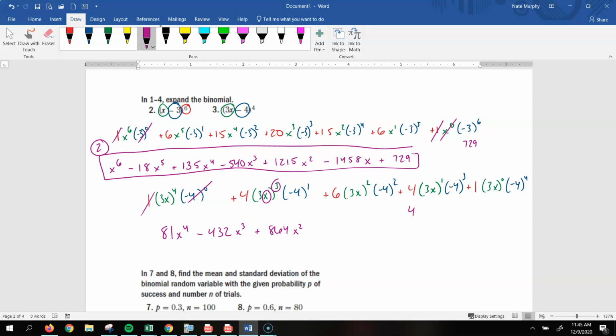The next one, we would have 4 times 3 to the 1st, which is just 3, times negative 4 cubed. Negative 4 cubed would be a negative 64. And now when you multiply 4 times 3, which is 12, times negative 64, that's going to be negative 768. And then we'd have x to the 1st, or just x.